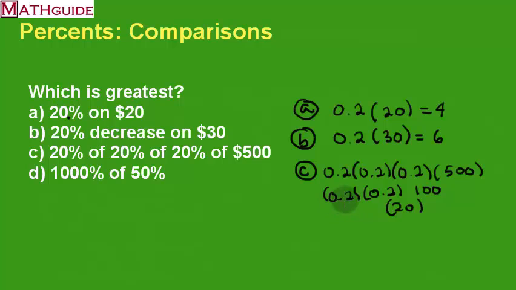And I have to multiply it by this last 0.2. So 1/5 of 20 is 4. Well, that's equal to A, and that's not our largest. So far it looks like B is the winner.